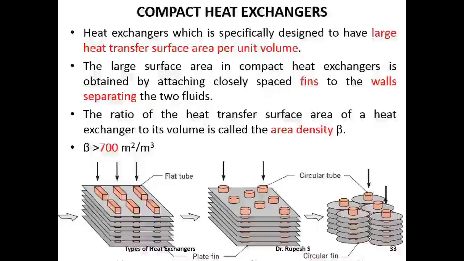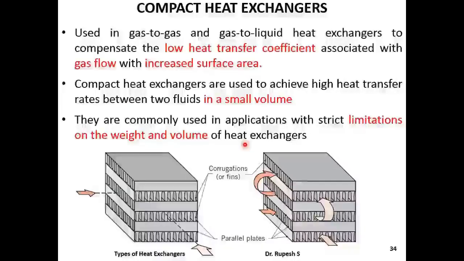The ratio of heat transfer surface area to volume of a heat exchanger is basically known as area density, and it is denoted by beta. A heat exchanger is categorized as compact heat exchanger if area density beta is greater than 700 meter square per meter cube. Compact heat exchangers are preferred when at least one of the fluids involved in heat exchange is a gas.